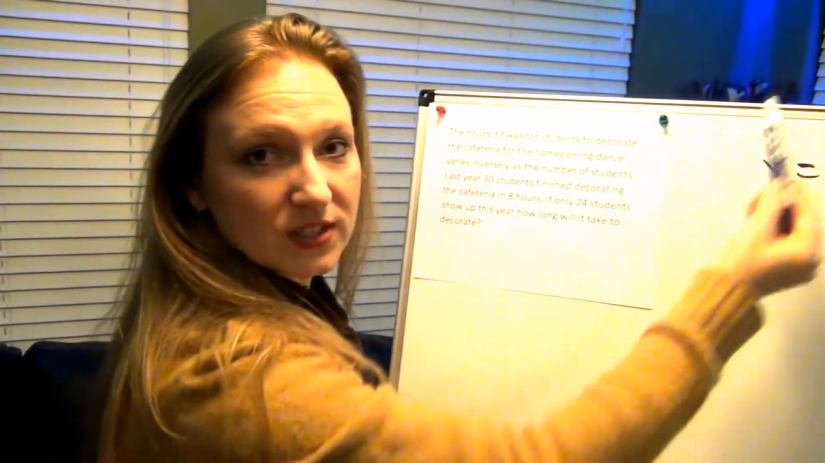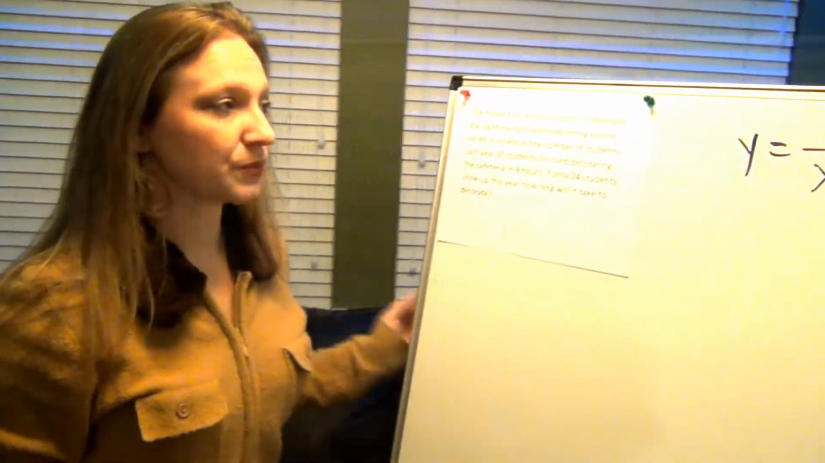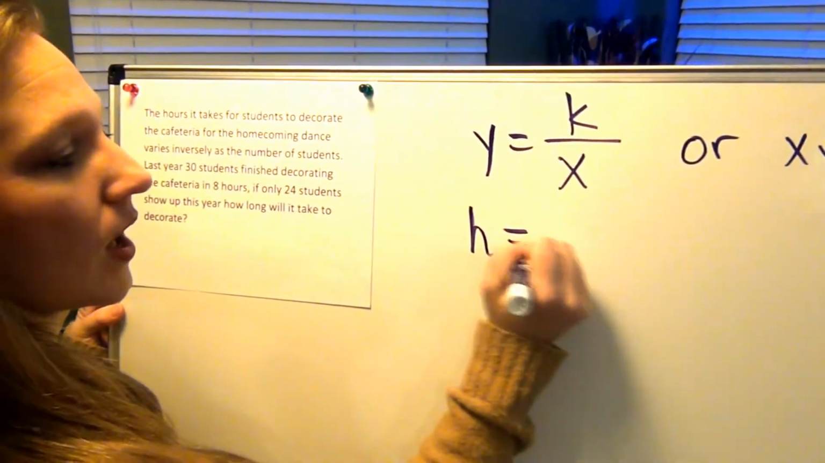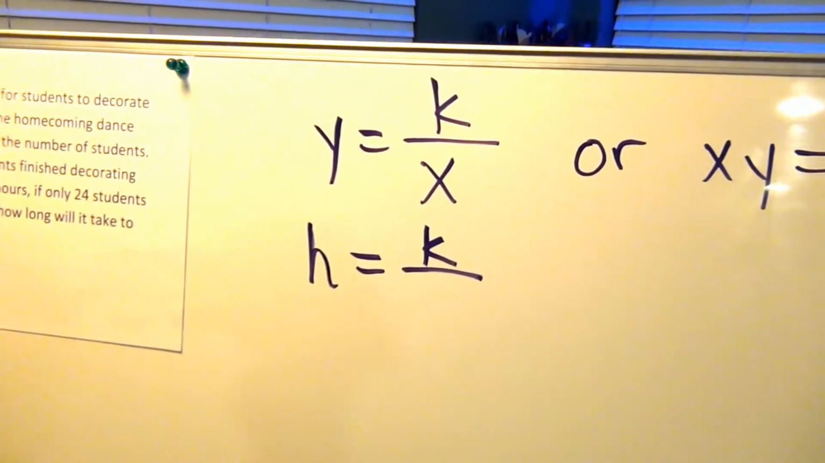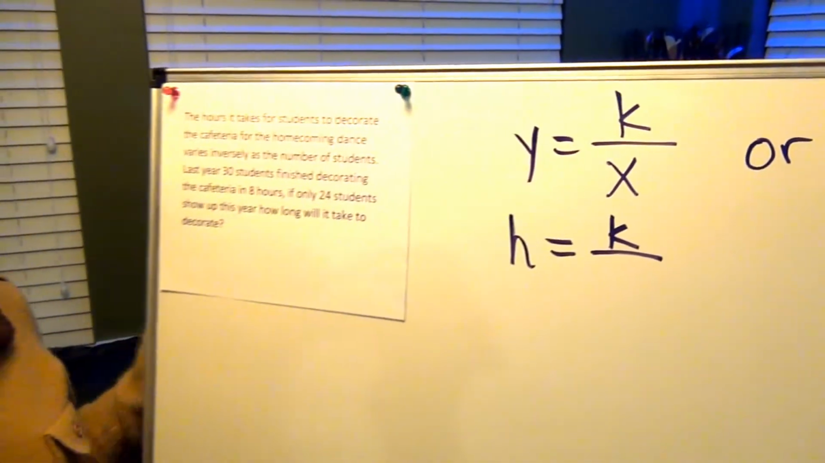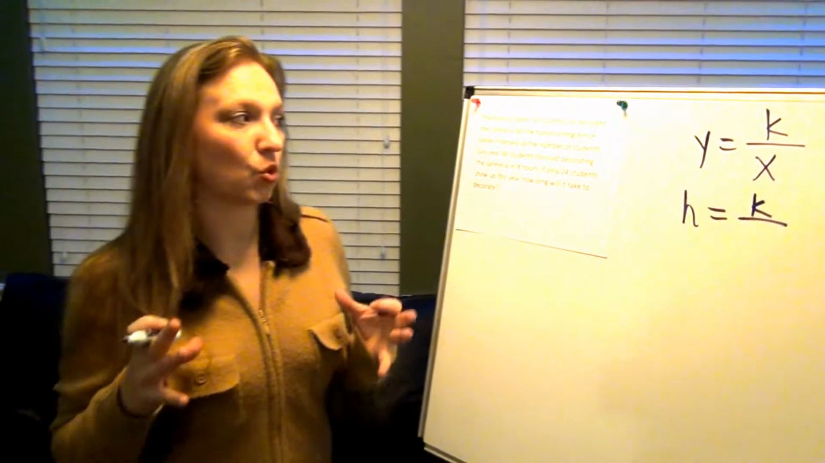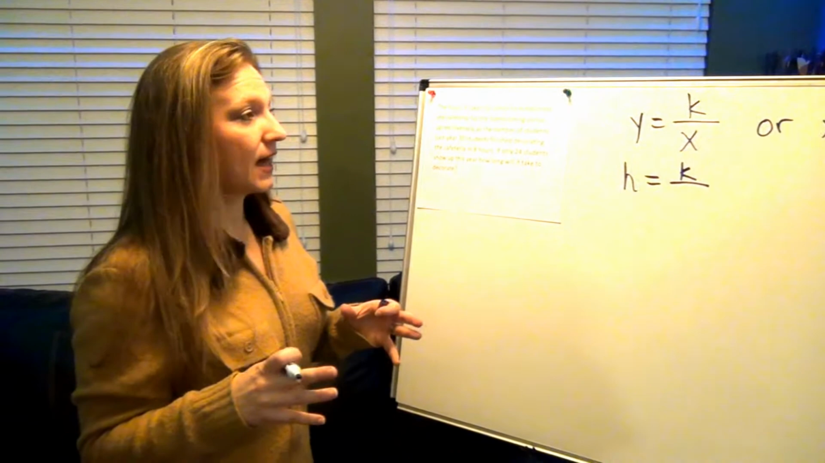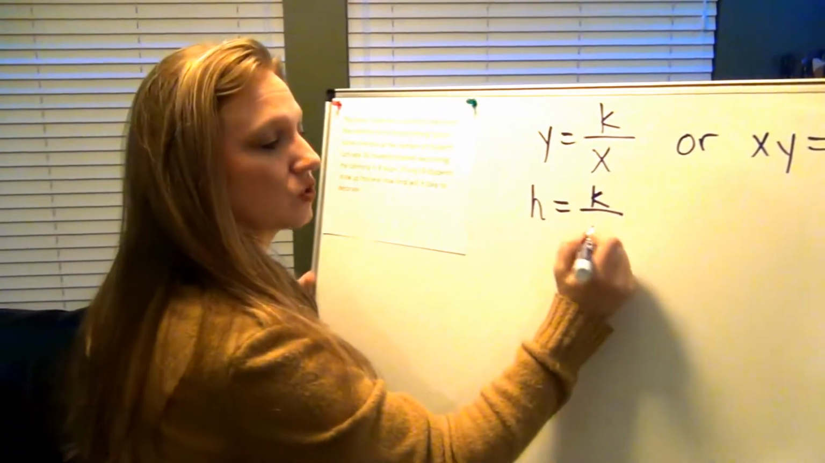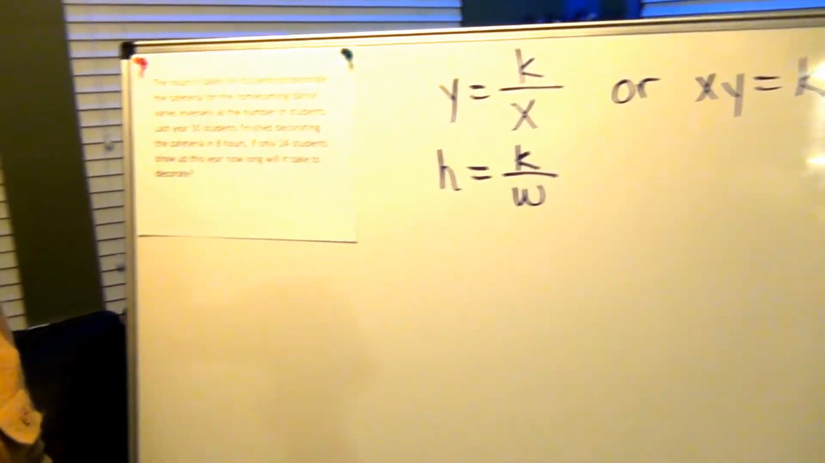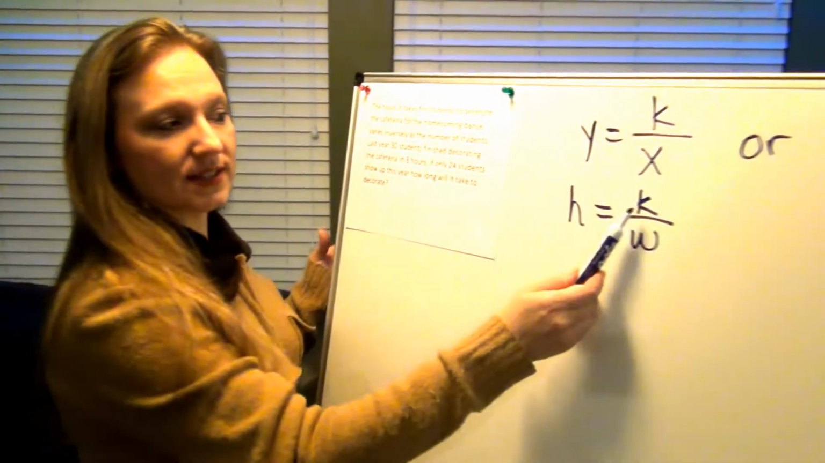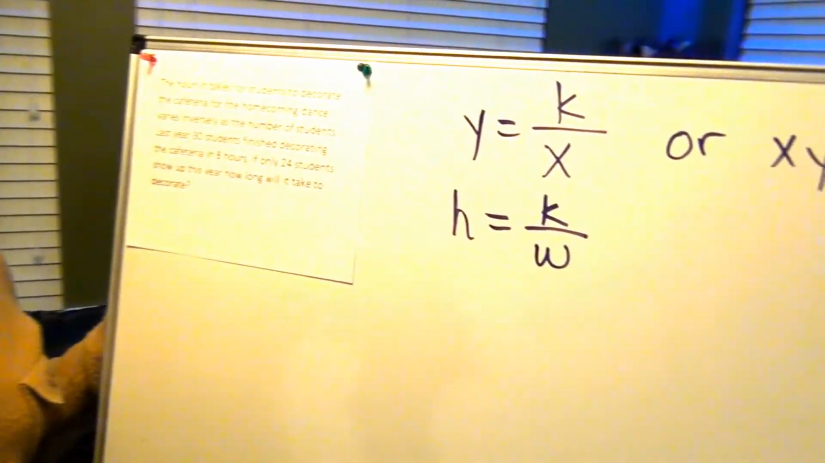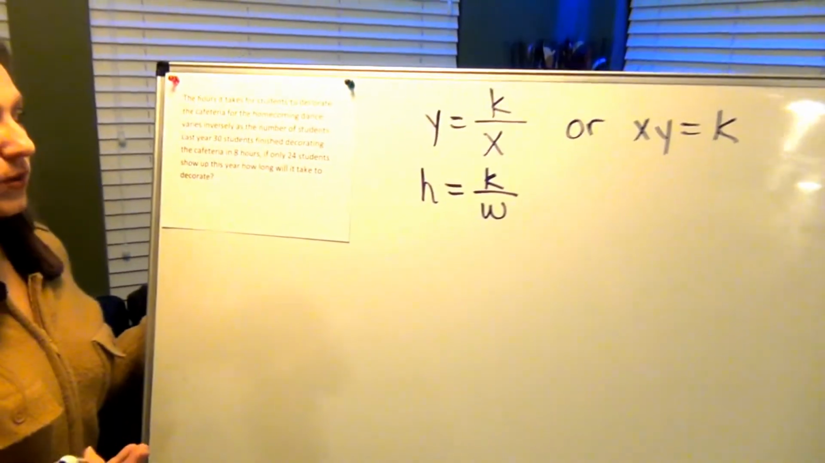So we know we're going to be using this formula right here that we established. Hours is going to be our output. That's going to be our y. We don't know the constant. Constant in this scenario would be how many work hours are needed in order for the students to fully decorate the cafeteria for the homecoming dance. And then x is going to be the number of students. I'll label it as workers in this case. So this is like the total project divided by how many students we have will give us how many hours it's going to take them all to decorate for the dance.